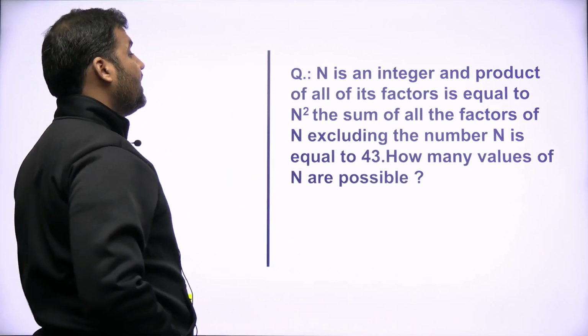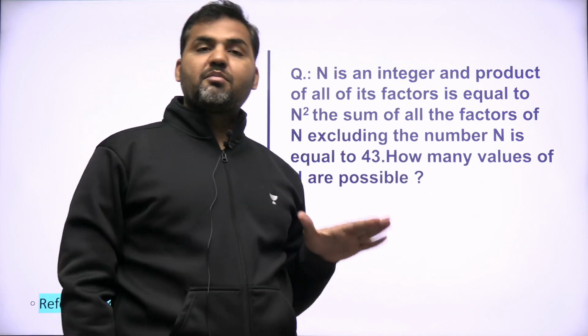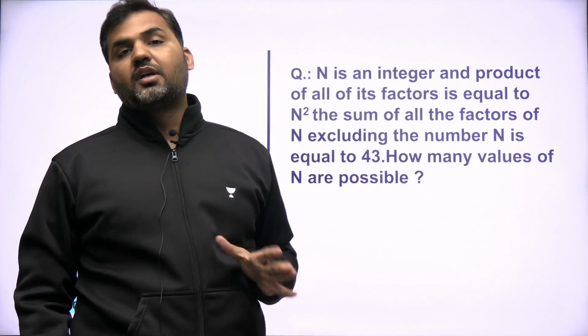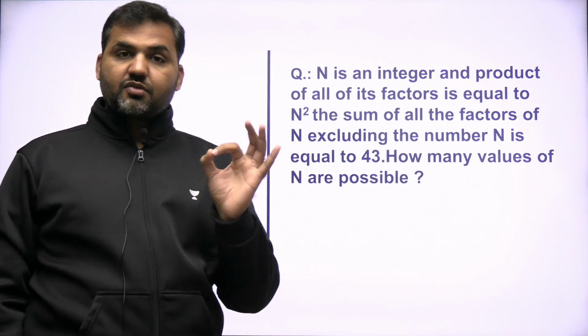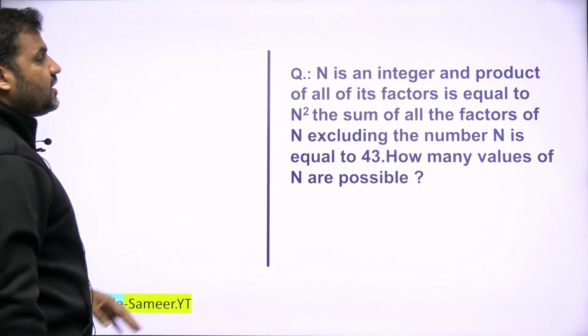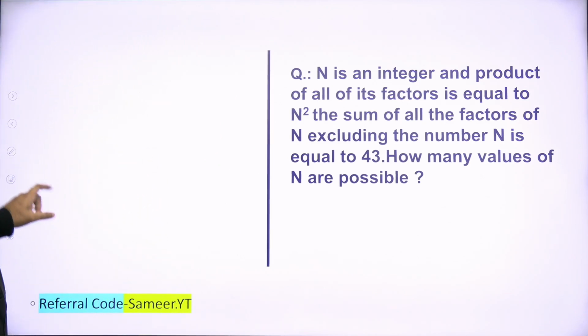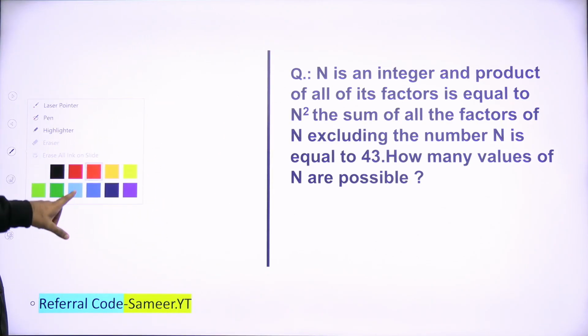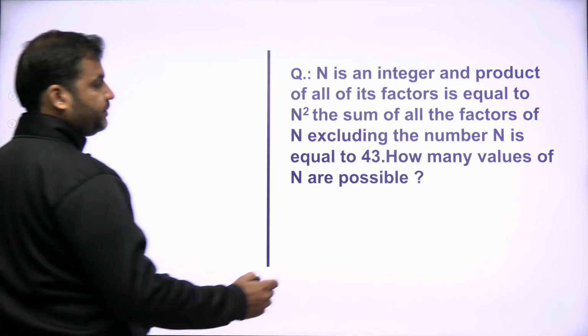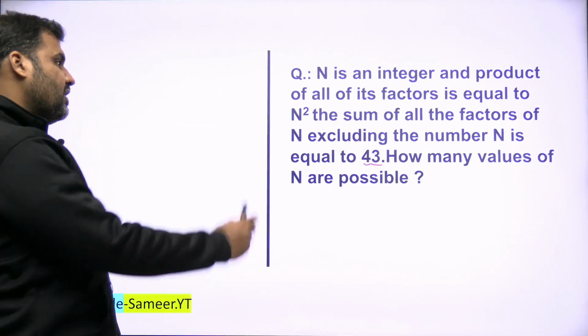Question 1 says n is an integer, and with this particular question, your complete number of factors topic of number system will get revised. Let's read the question, guys. N is an integer and the product of all its factors is equal to n square. The sum of all the factors of n, excluding the number n, is equal to 43. How many values of n are possible? बहुत ही amazing question है बच्चों.